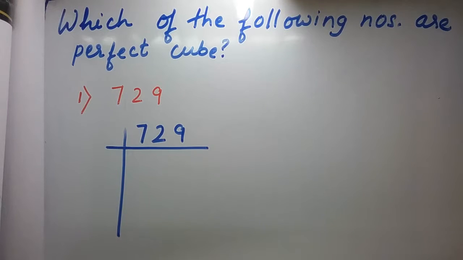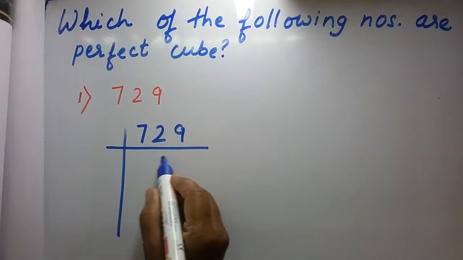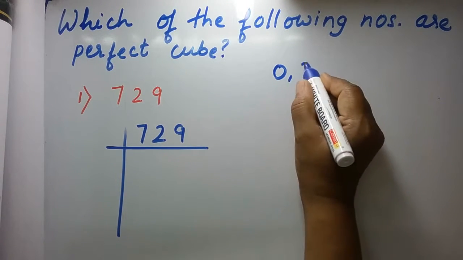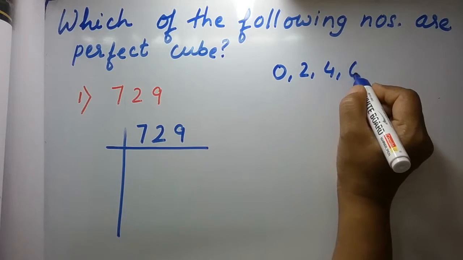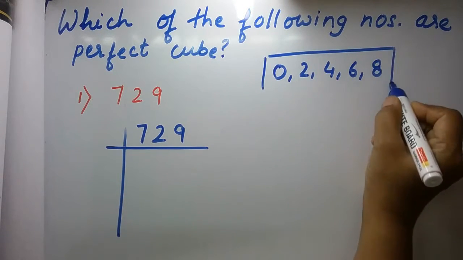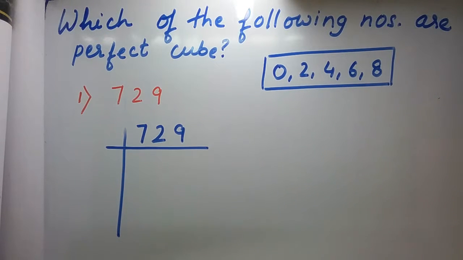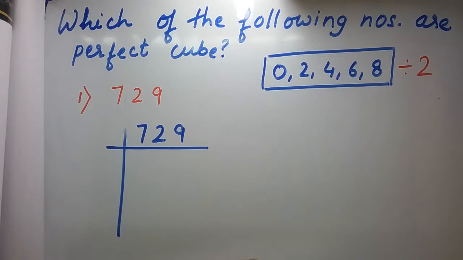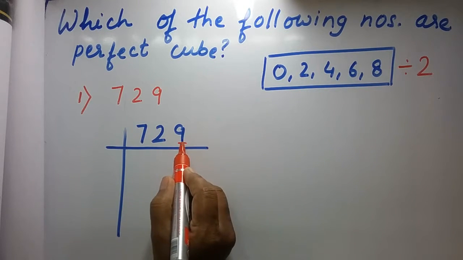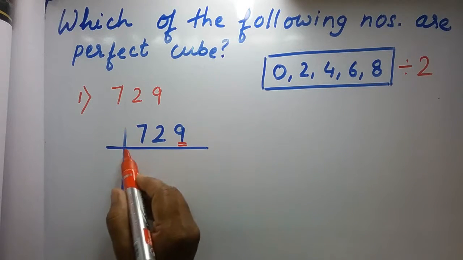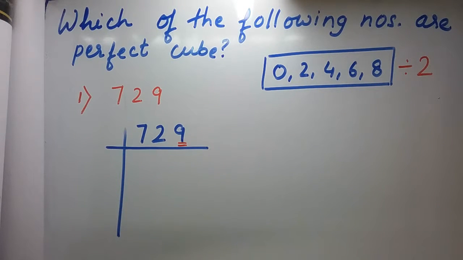To find the factors, how do we do it? You should know the divisibility tests. Any number which has 0, 2, 4, 6, 8 in the unit place is divisible by 2. As 9 is in the unit place here, and there is no even digit, this number is not divisible by 2.